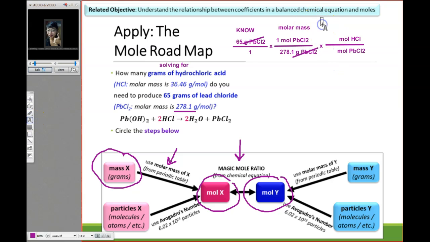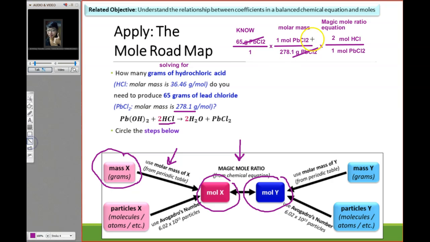Remember the mole ratio, the magic mole ratio comes from the equation. So how many moles of HCl are in the equation? Yes, there are two right here. Yep, so HCl, there are two. Perfect. Let's go ahead and plug that in. So 2 moles of HCl. And how many moles of lead chloride are there right at the end? Again, if there's no number, that just means 1. Excellent. All right, and our last step, right? So we've gotten rid of moles of lead chloride.